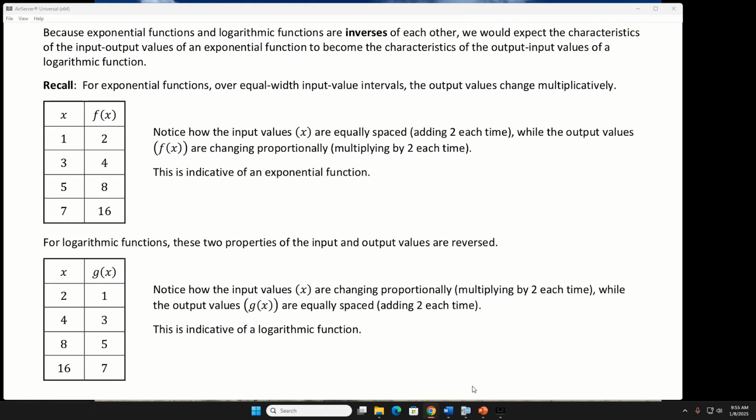We learned how to look at a table of values and tell if a function was exponential. So whenever a function was exponential, the input values were equally spaced, so they go up or down by the same value. Do you guys remember what would happen for the output values on exponential? Good. You multiply by the same thing each time. So the input values are equal length, and then the output values change multiplicatively, which we didn't really use that word. We said change proportionally.